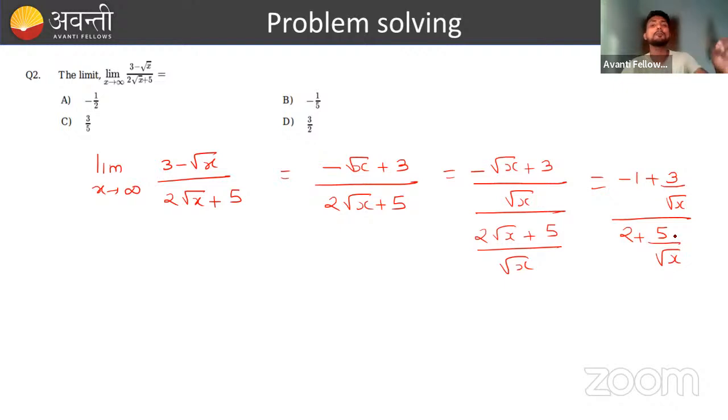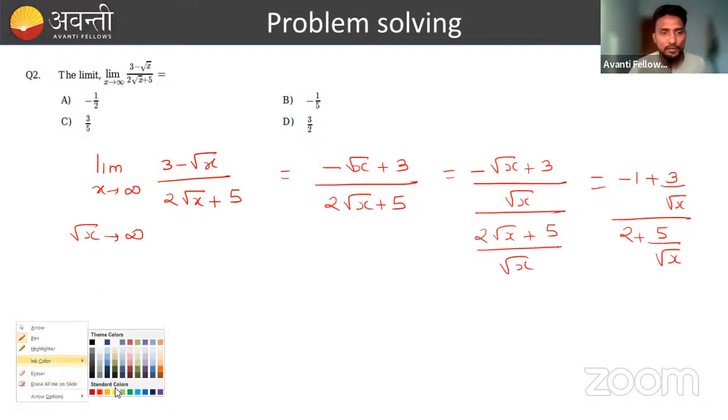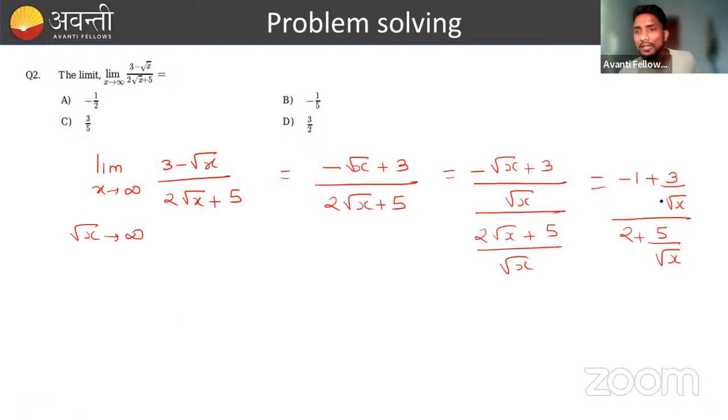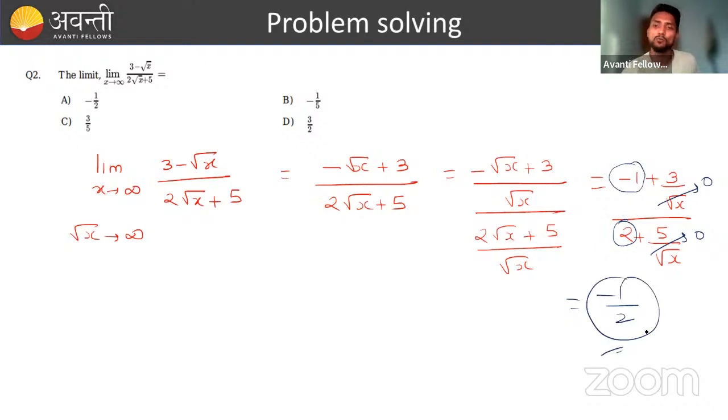So now from here you can see I have brought root x into the denominator part. The benefit is that if x is tending to infinity, root x is also tending to infinity, so what are you going to get? Something divided by infinity is definitely 0, and it will be 0. Then what are we left with? We are left with this minus 1 and this 2. So the answer will be simply minus 1 by 2.